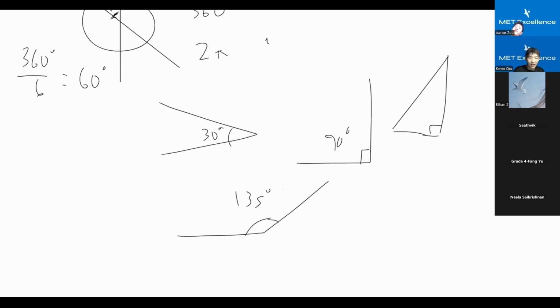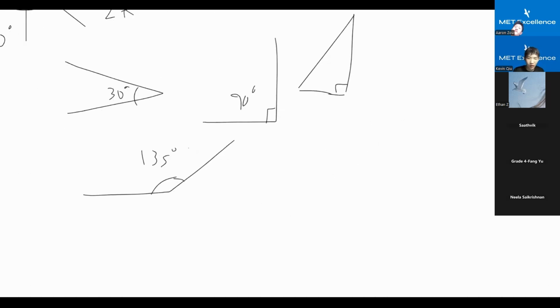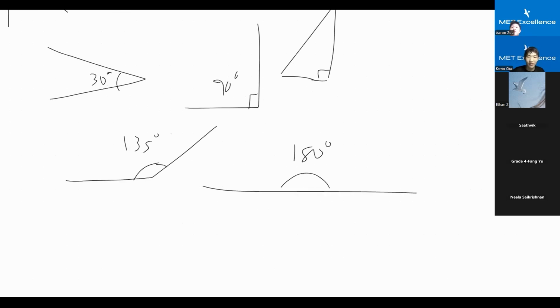And then lastly, a straight line. This is 180 degrees, or a straight angle, it's sometimes called. But essentially, it's just half of a circle, right? Like this would be a half of a circle, and then this would be another half. So this would be 180 degrees, and the total would be 360.